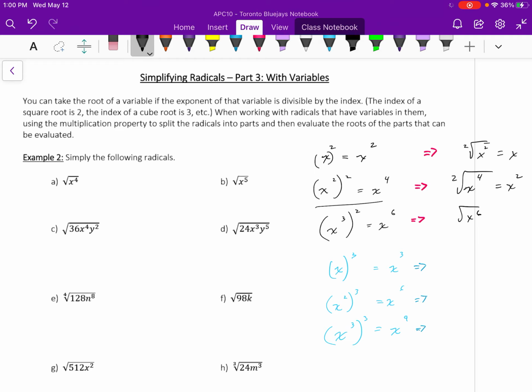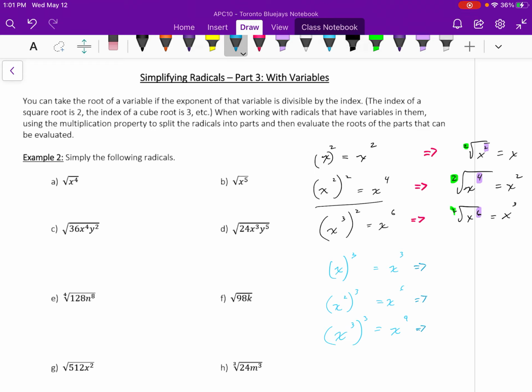Now, what is the square root of x to the power 6? In other words, what multiplied by itself is equal to x to the power 6? Well, that's x to the power of 3. Now, if you notice, all my exponents are even. But more importantly, all my exponents under the radicals are multiples of 2, so all of my exponents are going to be divisible by 2. That's going to be an important property.